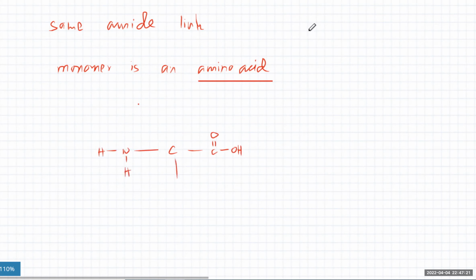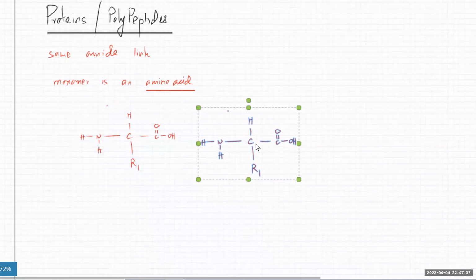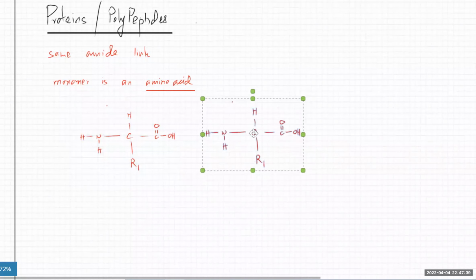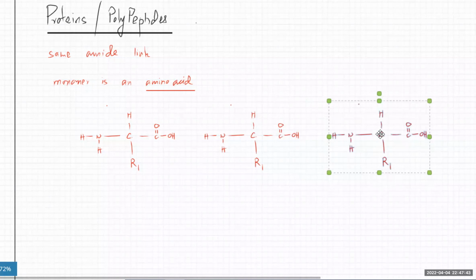It's got some side chain, let's call that R1, and it's got an H at the top. So it's got an acid group, it's got a basic group. You have 20 different amino acids; human beings, animals, different structures are made out of protein: enzymes, cells, your hair, your nails, everything is kind of made from it.